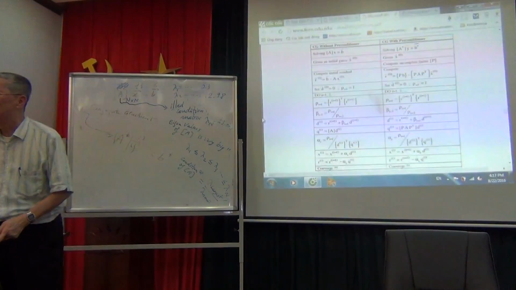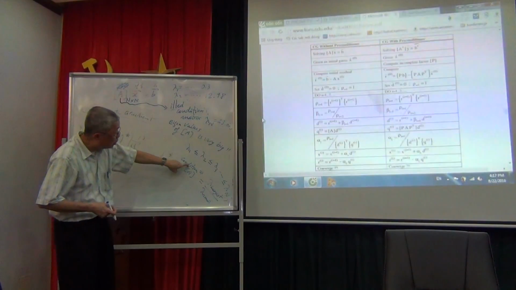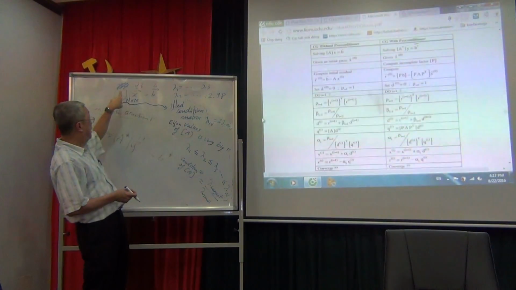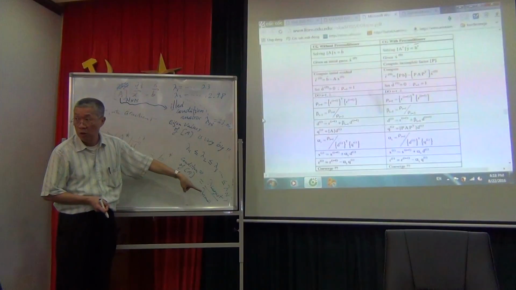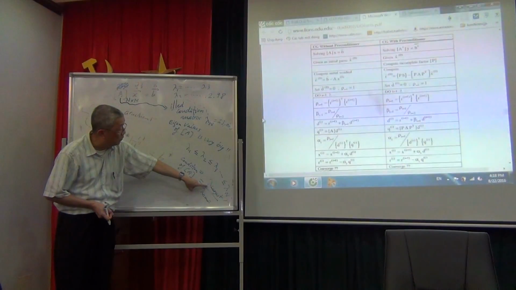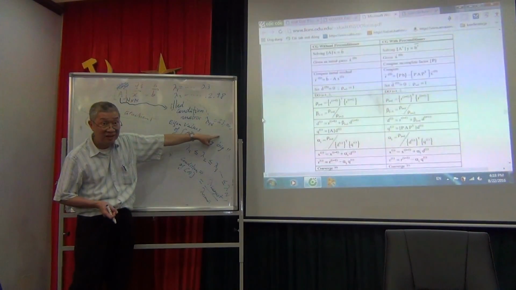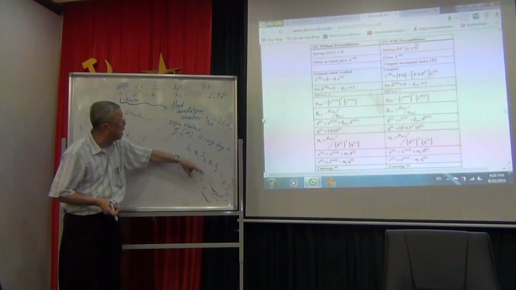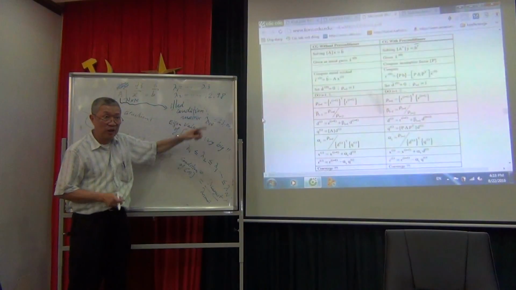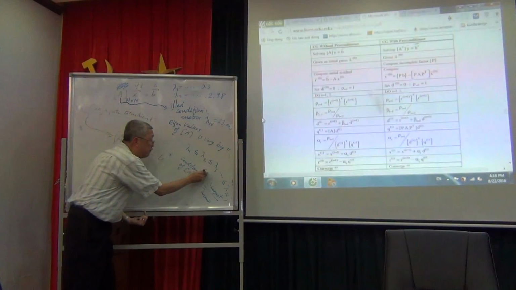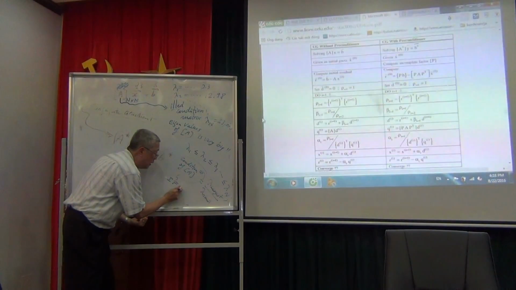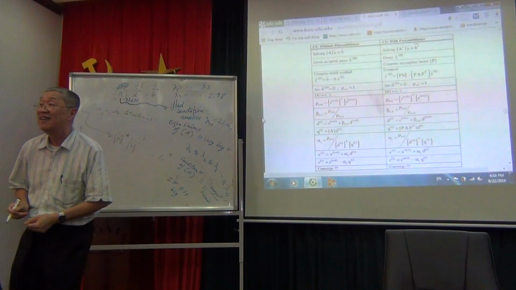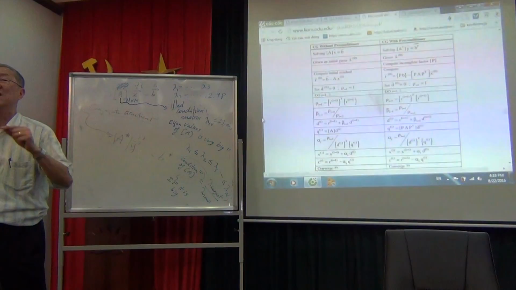Do you understand? So, the condition number of a given matrix A is defined by the ratio of the largest eigenvalue, like for example 23,000, divided by the smallest eigenvalue, 0.3. If the condition number is big, then what does that mean? That means the matrix is ill.